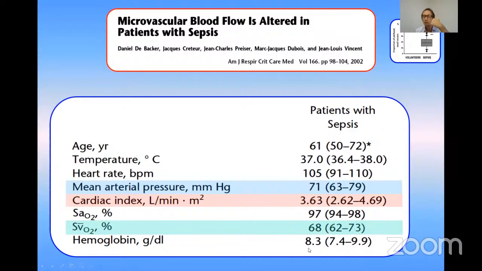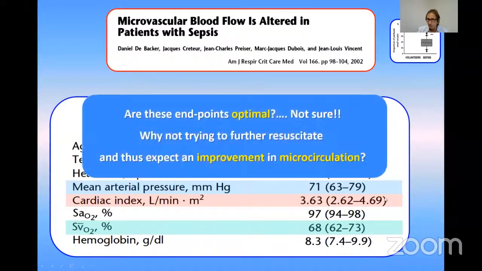And maybe we can improve these variables by further resuscitation, either vasopressors or fluid administration, or maybe dobutamine. And maybe if we obtain optimal values, or not suboptimal values, maybe we can correct microcirculation. This is a question we can answer. So I'm not totally convinced that correction of systemic blood flow variables is not associated with correction of microcirculation in the early phase of sepsis.